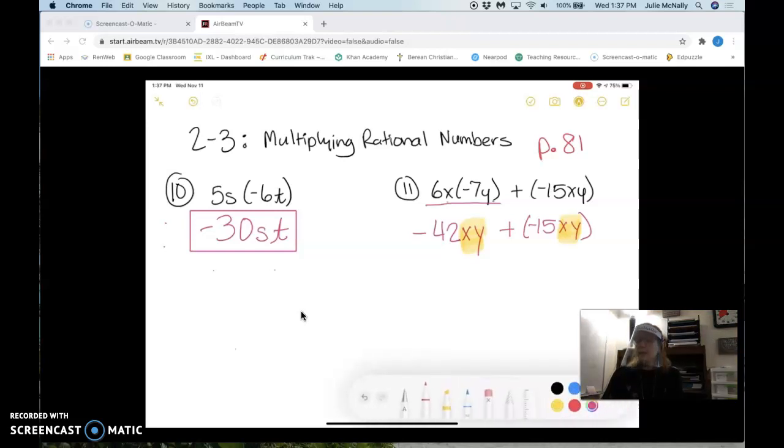But it says negative 42 plus negative 15. What does that equal? Hold on. 42 plus negative 15. Negative 57. That's right. Negative 57, and then write your x, y.